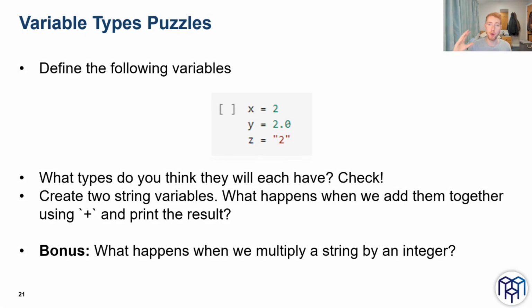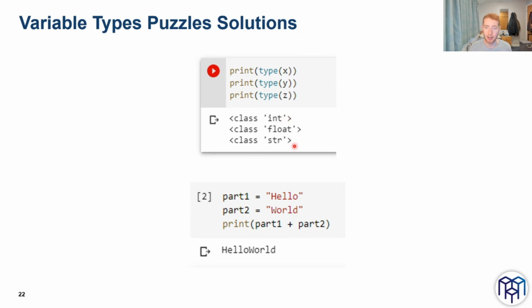Okay, so to wrap up this session, we'll have a look at the solutions for this set of puzzles. The first bit, we wanted to print out the type of these different variables here. The first and last should seem quite obvious. This first one is definitely an integer, and the last one is a string, because we've used double quotes here. And that is what we get, an integer and a string.